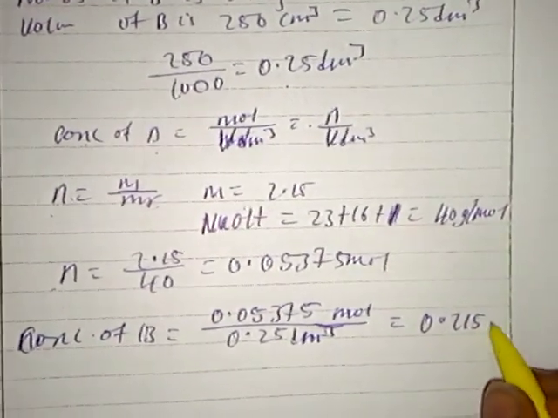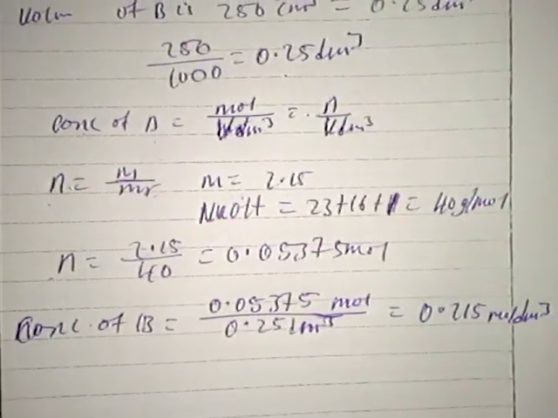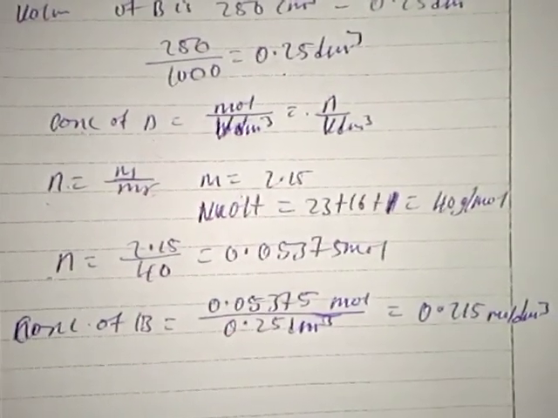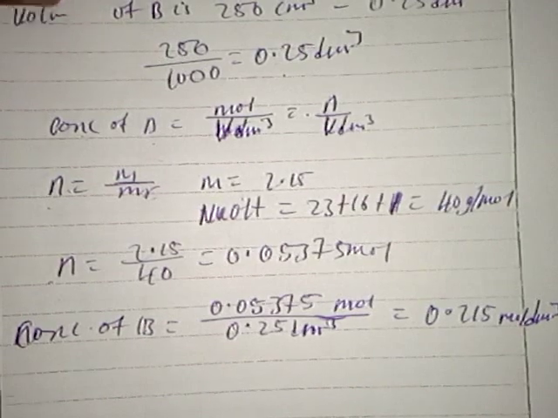0.215 what? Mole per dm cube. You get it? That's it. If you use your calculator, find it now. I have been calculating behind the scene. Now we have the concentration.